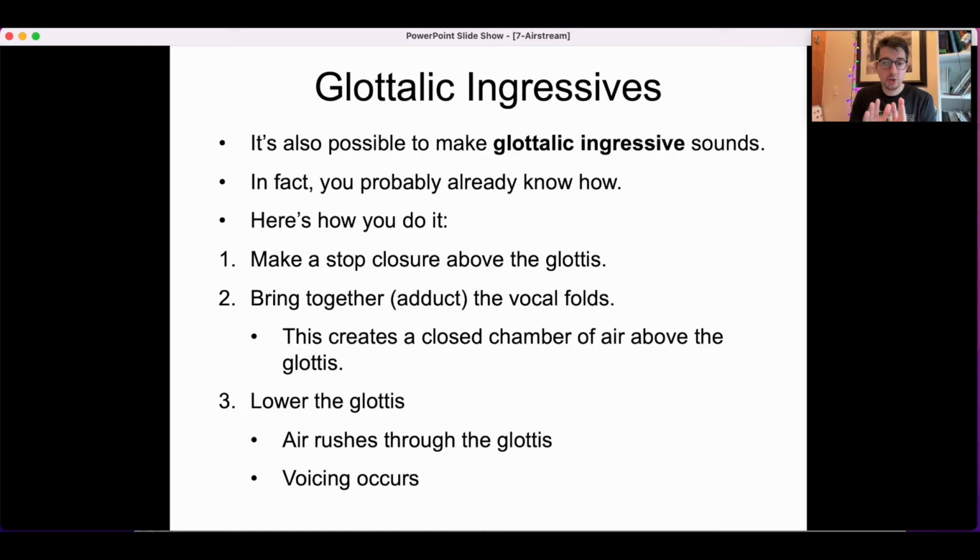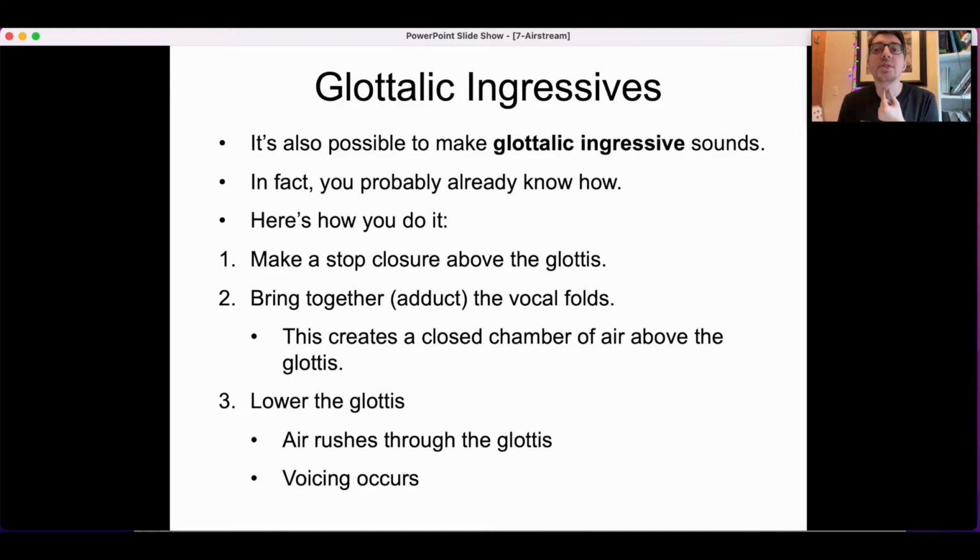If you have a closure above the glottis and you start voicing, you will quickly run out of voicing. So if you say words such as ab, regular ab, then you will lose the voicing very quickly. You cannot sustain this voicing throughout b, right? But if you first make a stop and then bring together vocal folds and start voicing, then you will make this one, as in b, b, b, b, b, b, right?